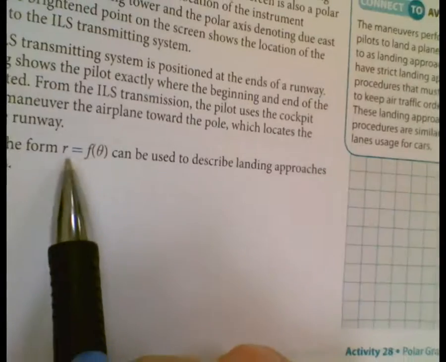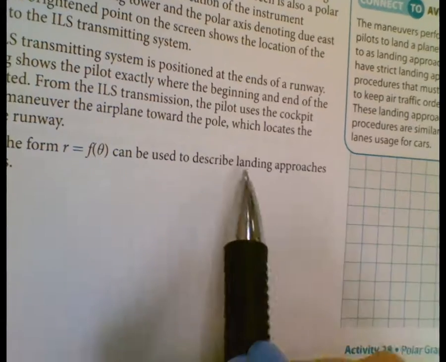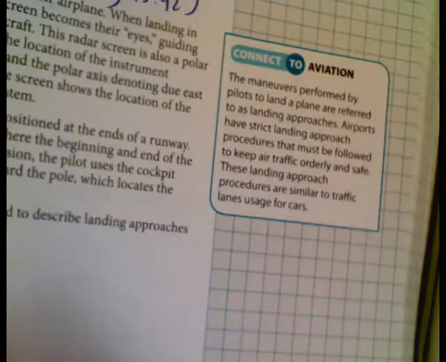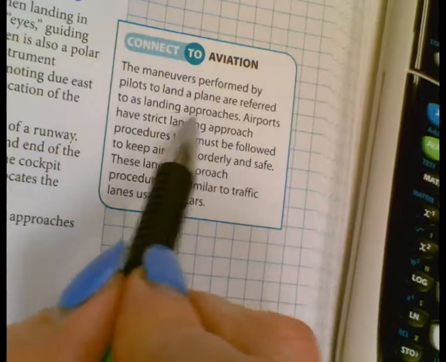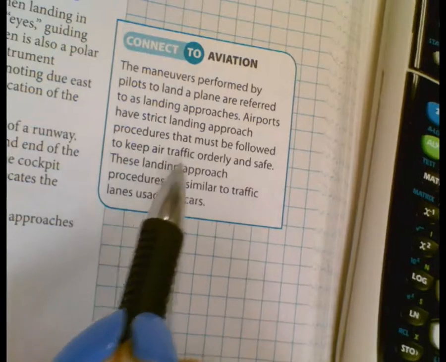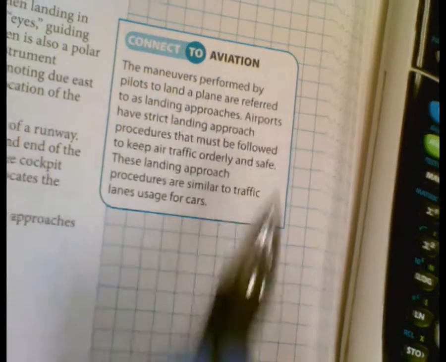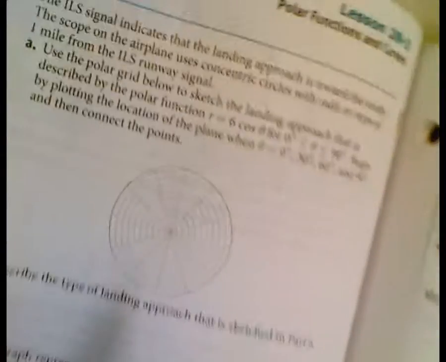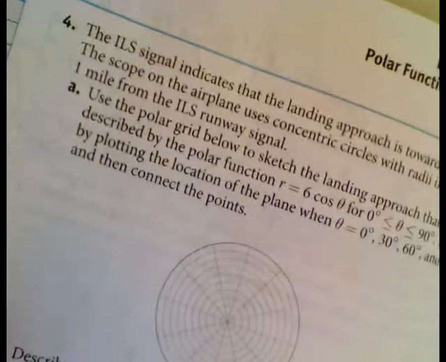Polar curves of this form, r equals f of theta, can be used to describe landing approaches for aircraft pilots. The maneuvers performed by pilots are called landing approaches. They have strict landing approach procedures that must be followed to keep air traffic orderly and safe. These landing approach procedures are similar to traffic lane usage for cars. So with all that said, let's try 4.